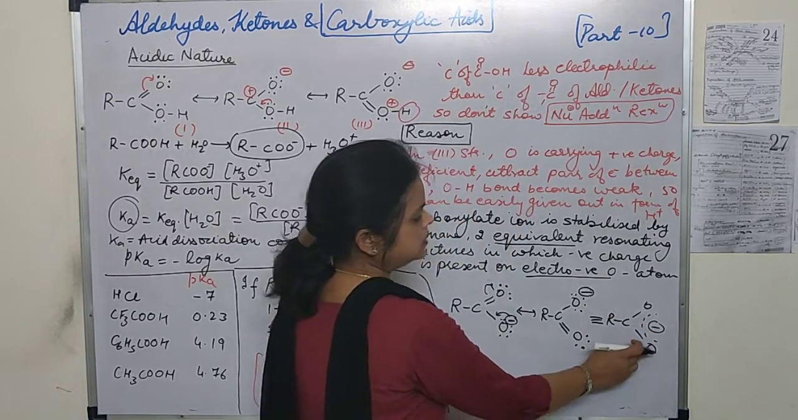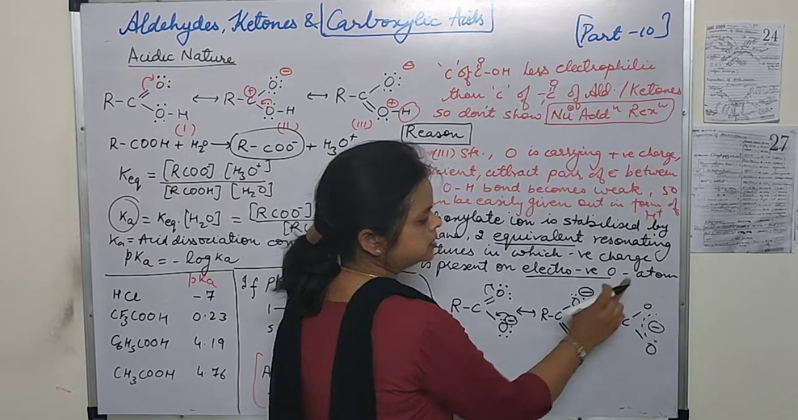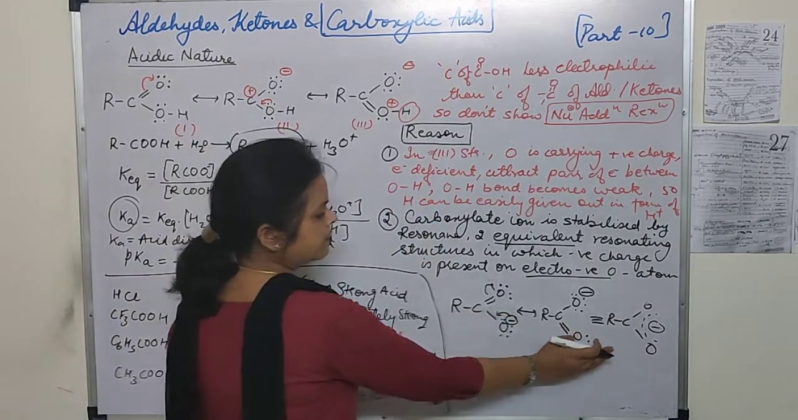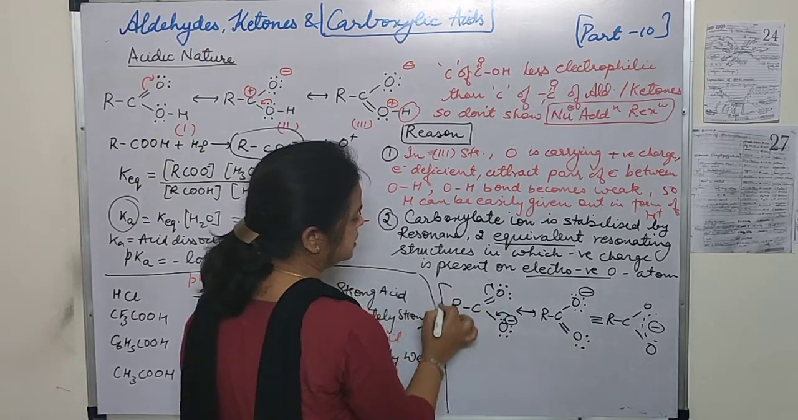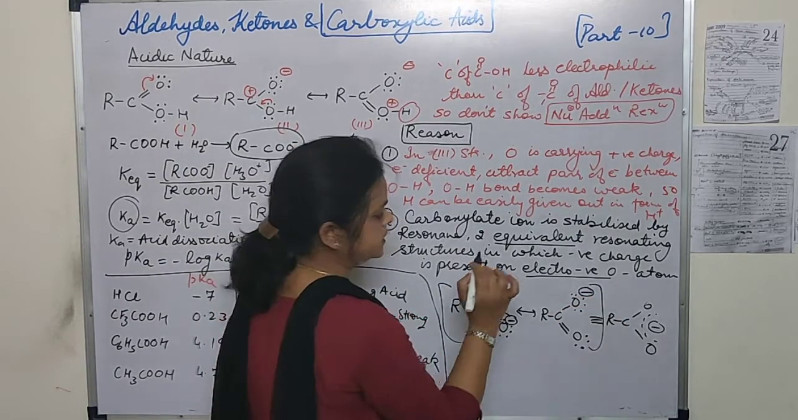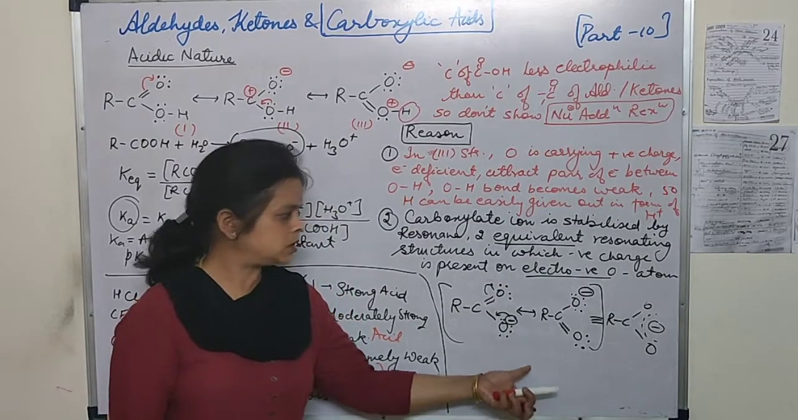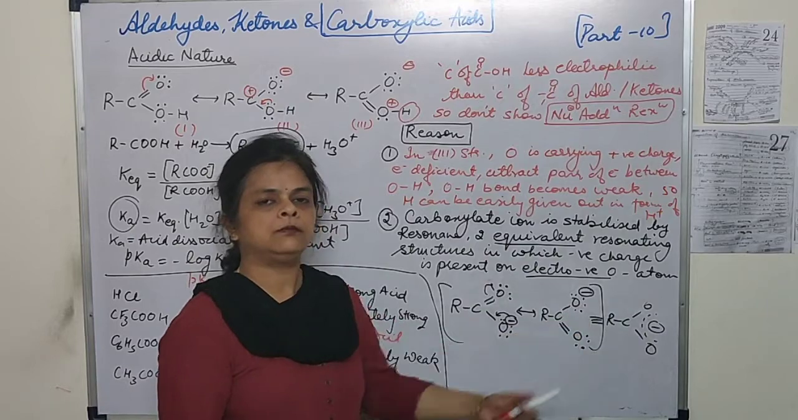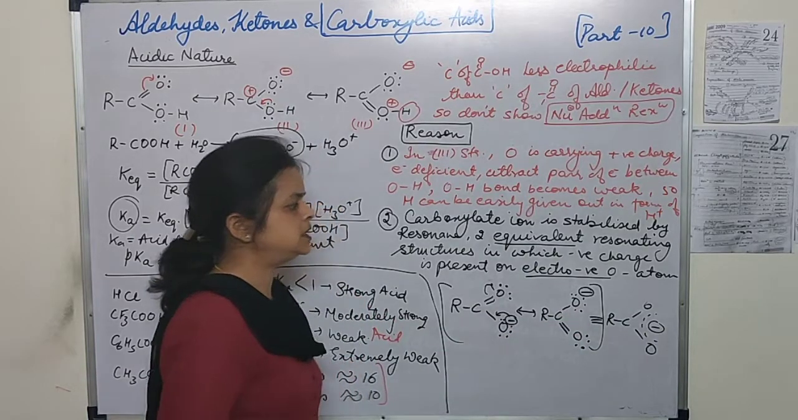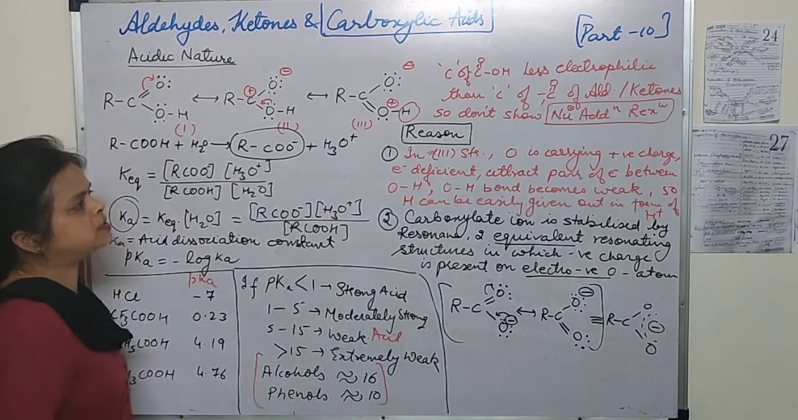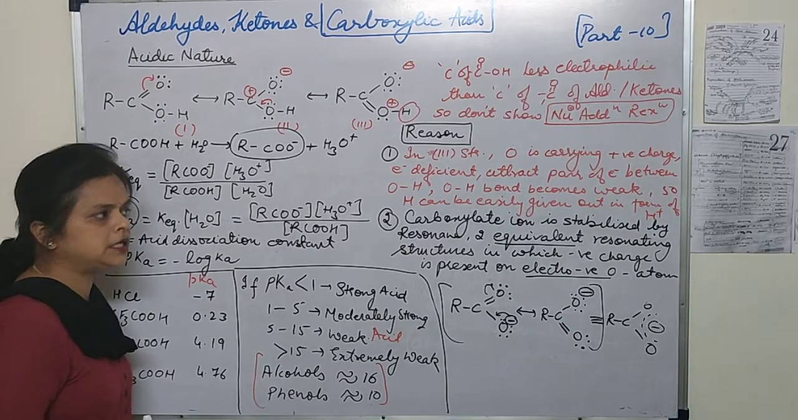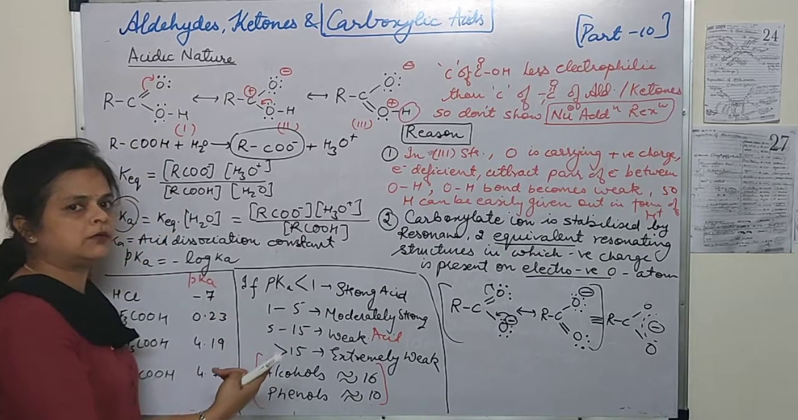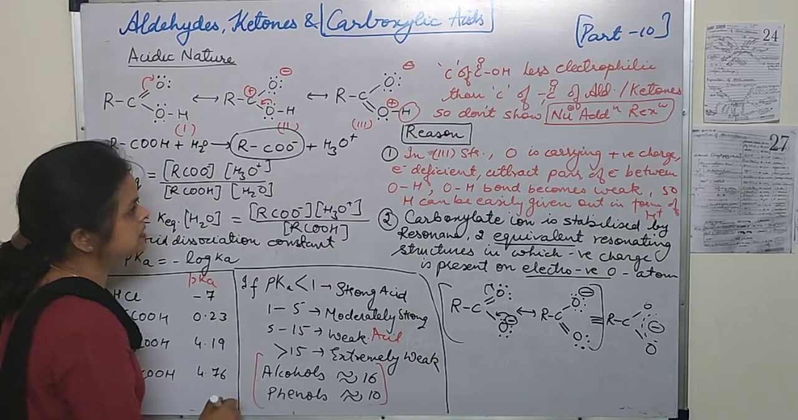Okay, so here the negative charge is taken by the two oxygen atoms. So what we are saying here is that this carboxylate ion is showing resonance, in which two structures are present, where the negative charge is taken by the more electronegative oxygen atom. So these two points are responsible for the acidic nature. Now we are going to discuss the acidity of alcohols and carboxylic acids, phenols and carboxylic acids.